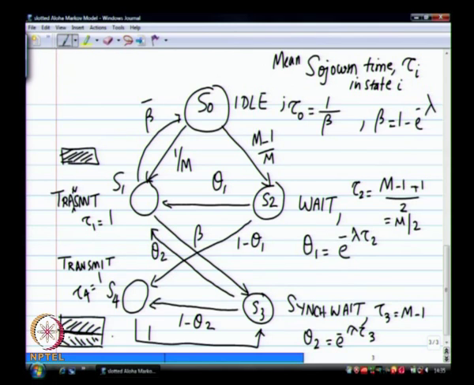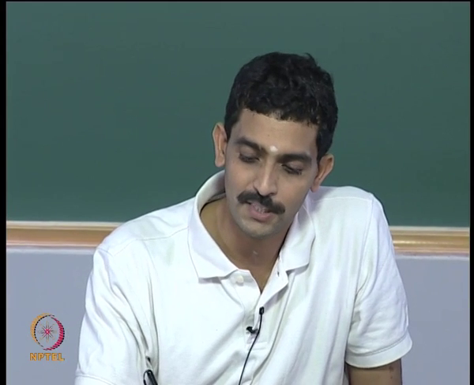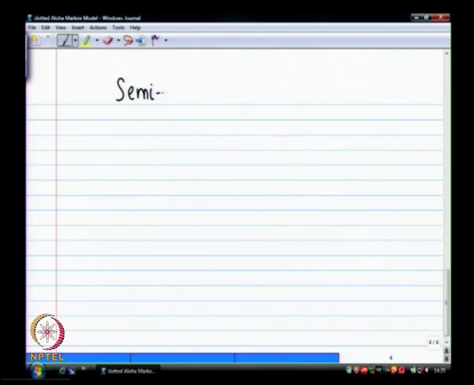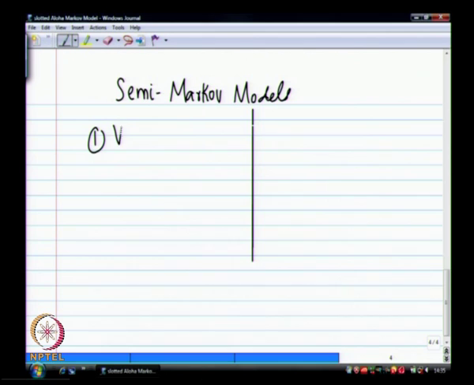This is an example of a semi-Markov model. There are scenarios where you try to model where the time spent in the states is not memoryless, right. If the memoryless property is not there, the question is, can we use the same property? So the way we get the probabilities is, we will first find out the visiting probabilities, okay.